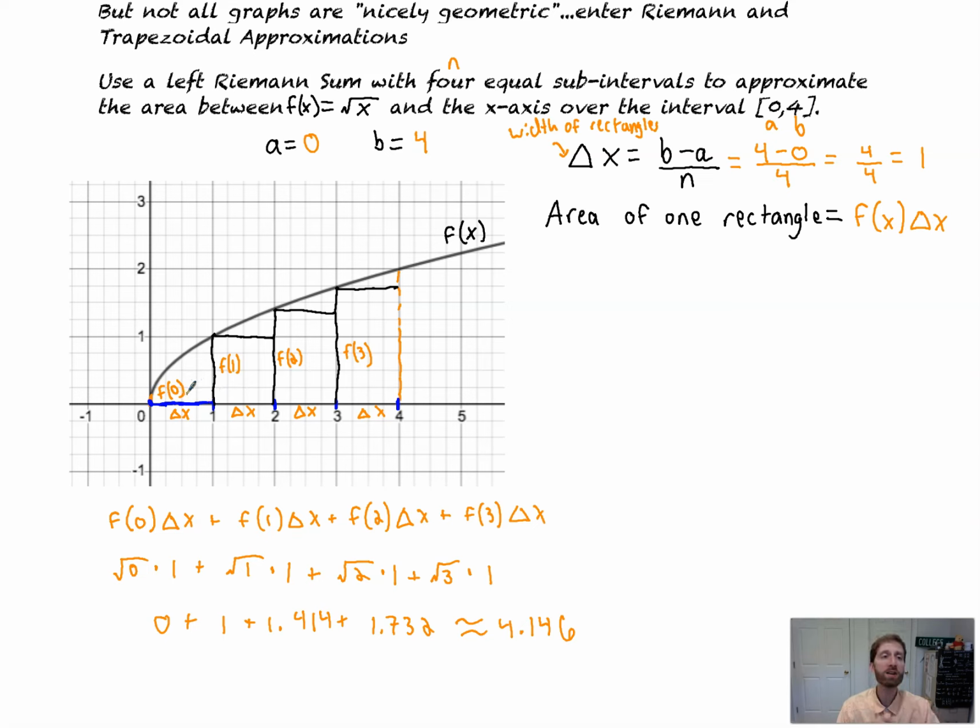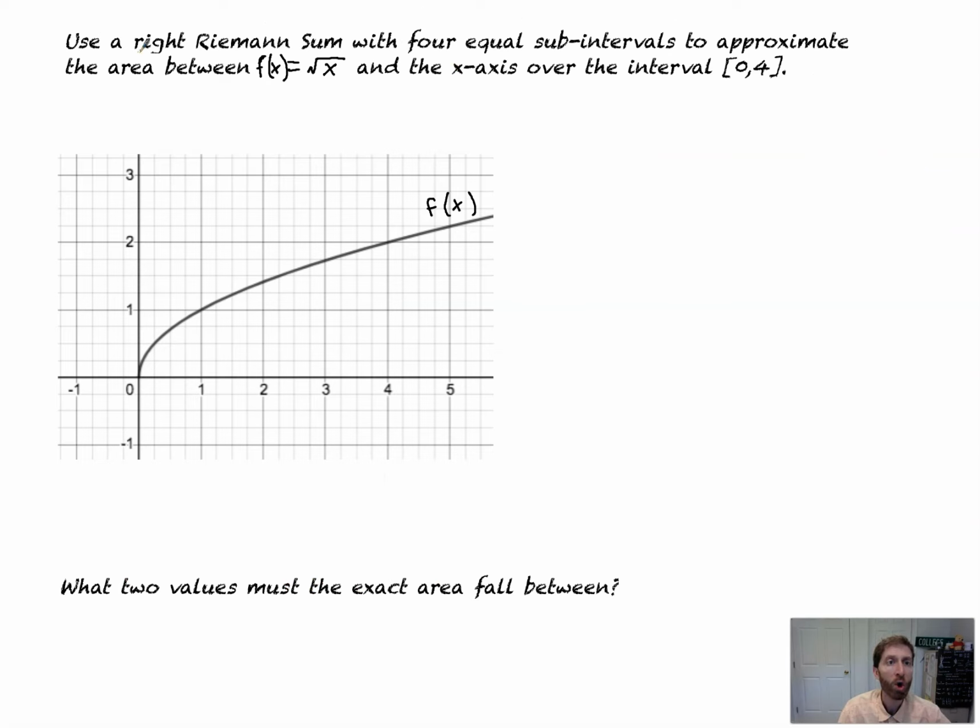Okay, let's continue this. I want to couple this with the right Riemann sum. And then we'll end the video there, and there's one other kind of Riemann sum. So that's the left-hand Riemann sum. It's not so bad. Use a right Riemann sum, same curve, with 4 equal subintervals to approximate that same area from 0 to 4. Okay, so again, we're still looking at this area here from 0 to 4.